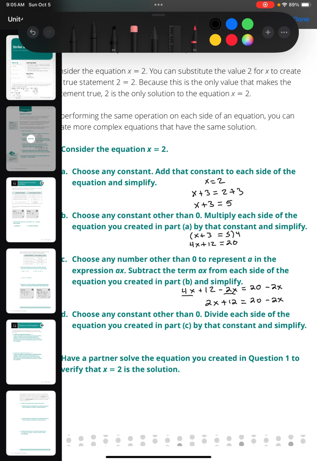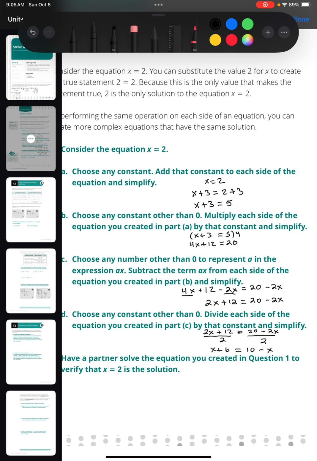And then for D, choose any constant other than 0, and we're going to divide each side of the equation you created in part C by that constant and then simplify it. So let's divide each side of this equation by 2. Make it an easy one since all those numbers look divisible by 2. So if we divide the left side and the right side by 2, we're left with x plus 6 equals 20 divided by 2 is 10, minus 2 divided by 2 is 1, so minus 1x.